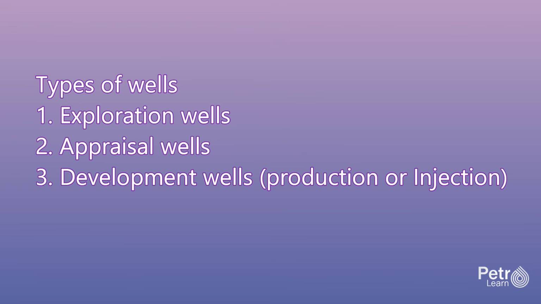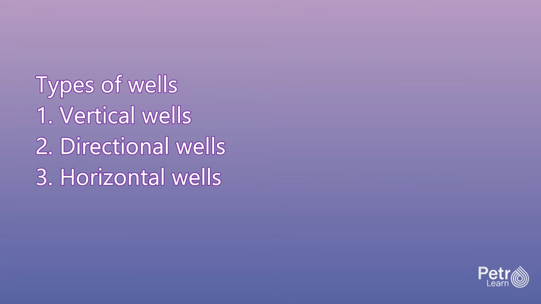Wells can also be categorized by trajectory. Vertical wells are the simplest and drilled straight down, while directional and horizontal wells are angled or drilled laterally through the reservoir. One of the biggest applications of directional and horizontal wells is multilateral and extended reach wells, which incorporate multiple branches or long horizontal sections from a single surface location to reduce cost and environmental footprint.